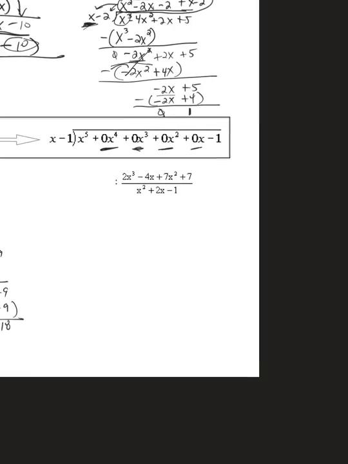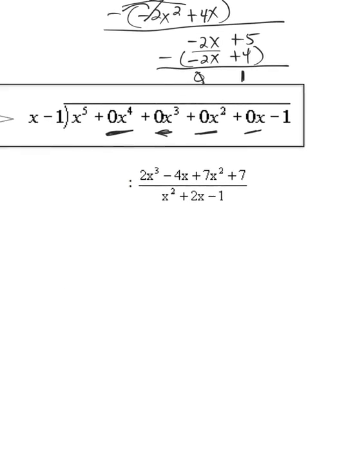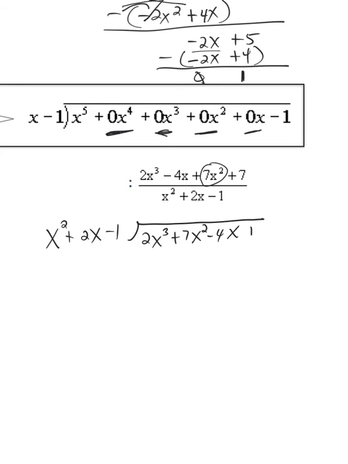Let's look at the next example. This time I am dividing into a trinomial. I'm going to have to make sure I put these in order. So like 2x cubed goes first, 7x squared is going second, then my negative 4x, then 7. I'm not putting these in here out of order because that would be super, super confusing.